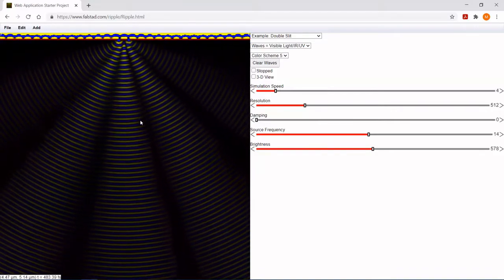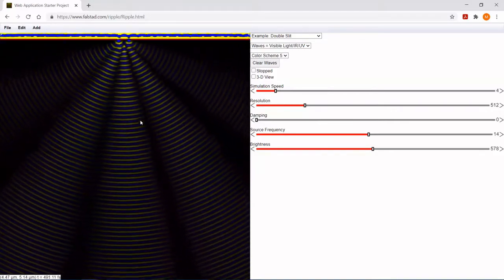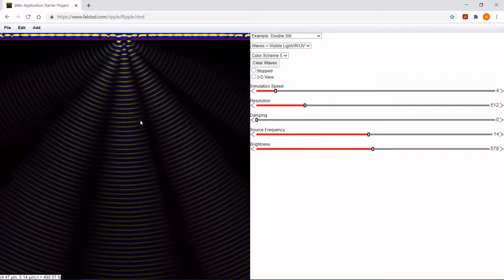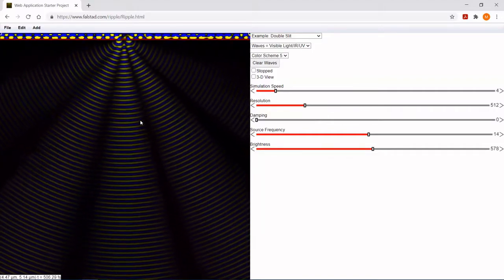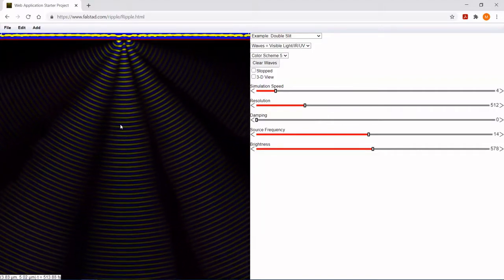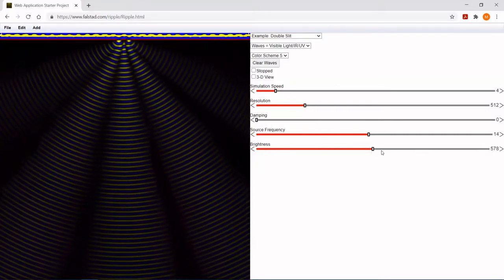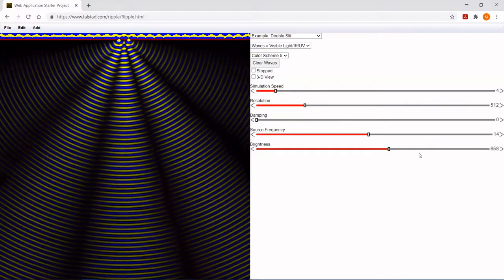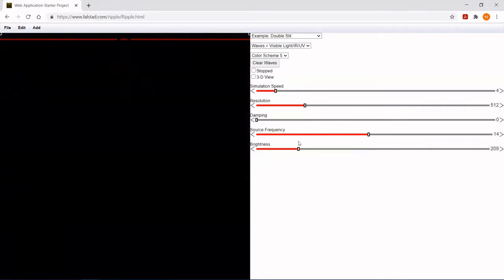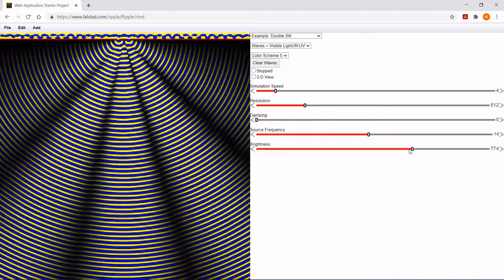And you'll notice that this pattern is really no different in character from the two source pattern. We still have nodal lines and antinodal lines. Aesthetically, it looks a little bit different. Let's see if I increase the brightness. That's starting to look a little bit more like the previous example.